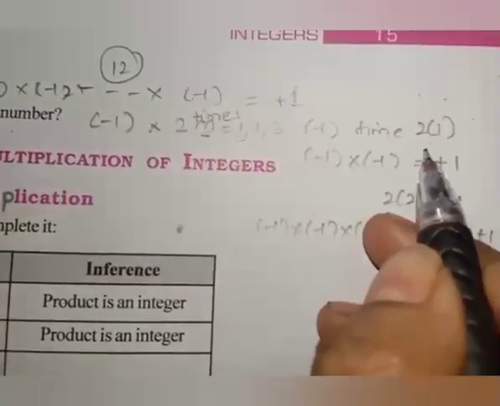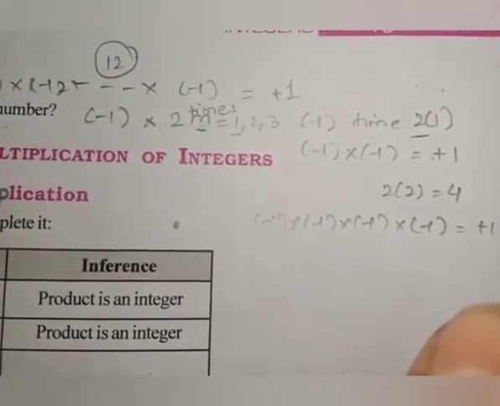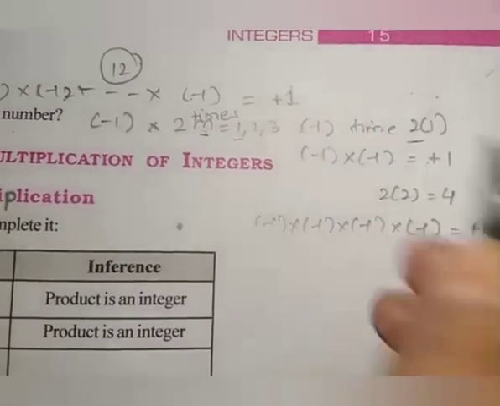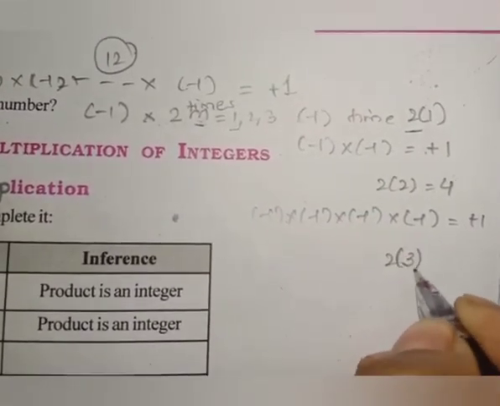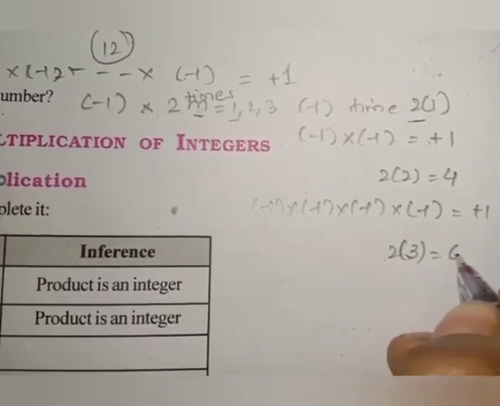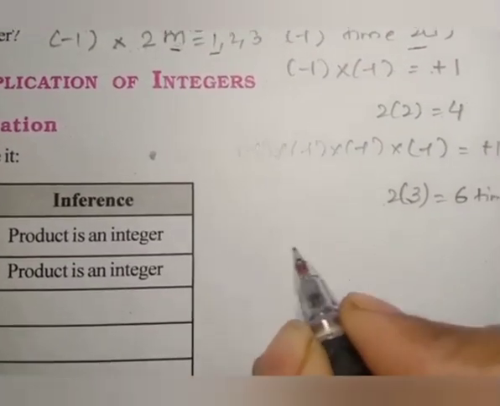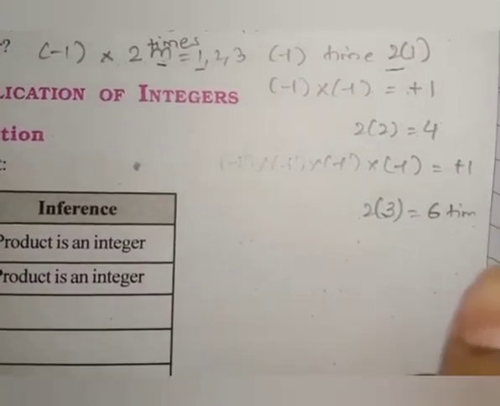Even if we take the number 3, 2 into 3, then it will be 6 times. So yes, the number 2 itself is an even number, so any number, even or odd, multiplied by 2 becomes even. Clear?